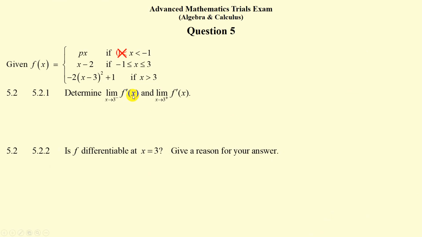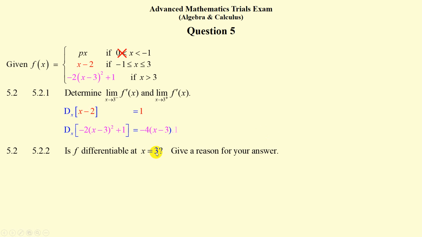Determine the limit of f prime of x as x tends to 3, the left limit and the right limit, for f prime of x. Well, the derivative of x minus 2 is 1. The derivative of minus 2 into x minus 3 all squared plus 1 is going to be the 2 multiplies down, giving us minus 4 times x minus 3 times 1 for the inside derivative, and the 1 drops away. So there's the derivative on the left, and there's the derivative on the right.